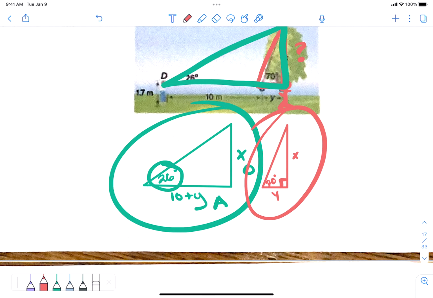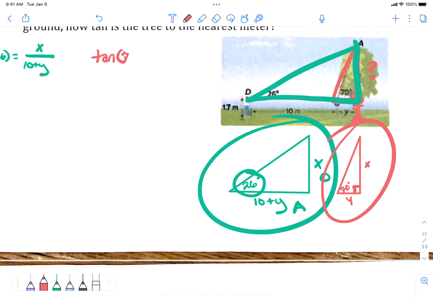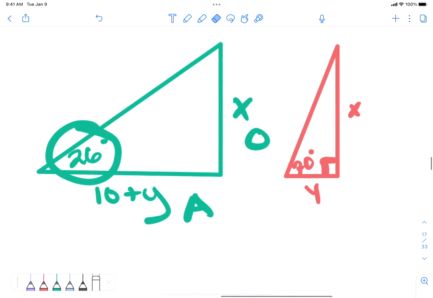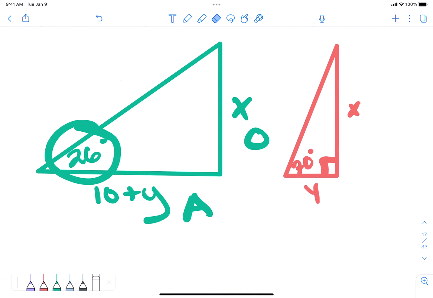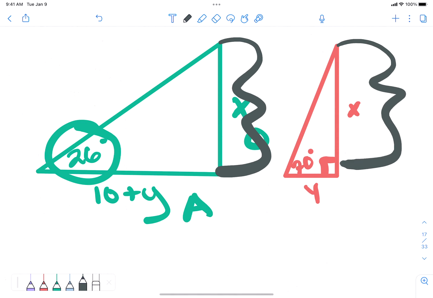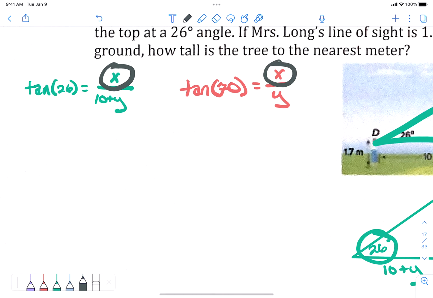So we still have opposite adjacent, so we're still going to do tangent, but this time it's tangent of 70. And which one goes on top? X over Y, right? Okay, now, here's the deal. When we look at this diagram, the thing that remains the same from one triangle to the other triangle is the height of the tree, right? The height of the tree is not changing. So if this is labeled as X and this is labeled as X, that means that they're the same height, right?